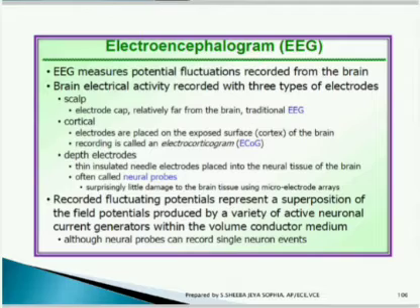EEG measures potential fluctuations from the brain's electrical activity, recorded with three types of electrodes: scalp electrode, cortical electrode, and depth electrode. The recorded fluctuating potentials represent a superposition of the field potentials produced by a variety of active neural current generators within the volume conductor medium.